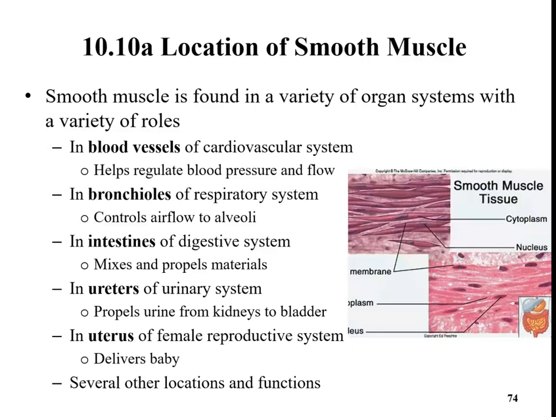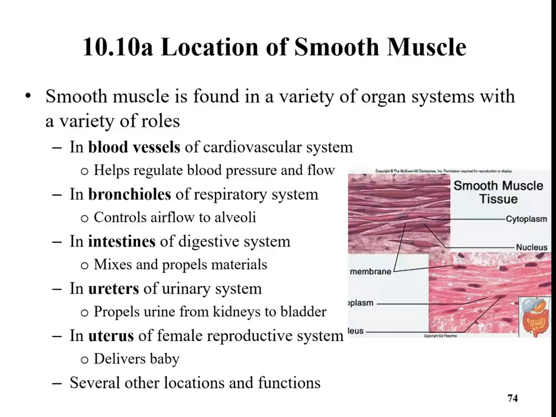Smooth muscle. Okay, so smooth muscle is found in a variety of organ systems with a variety of roles. Big picture here, smooth muscle is not going to be under voluntary control. This is going to be involuntary control, and it's going to be around things like your organs. That's where smooth muscles are going to be.